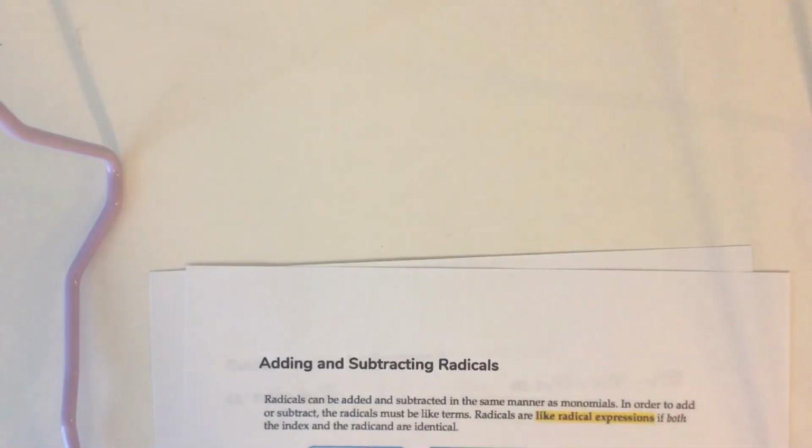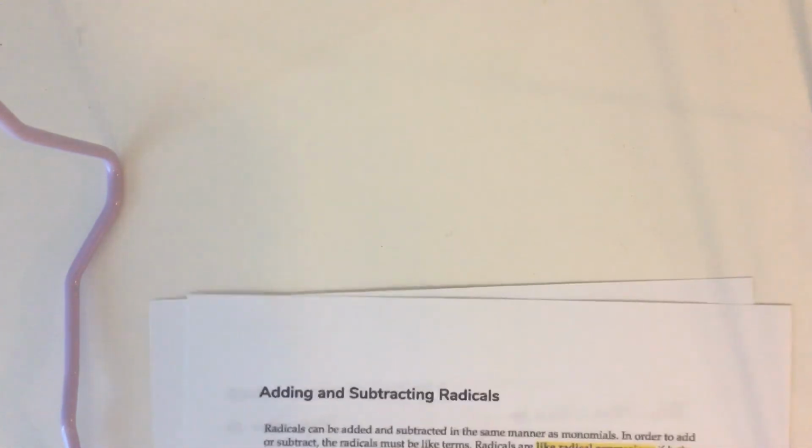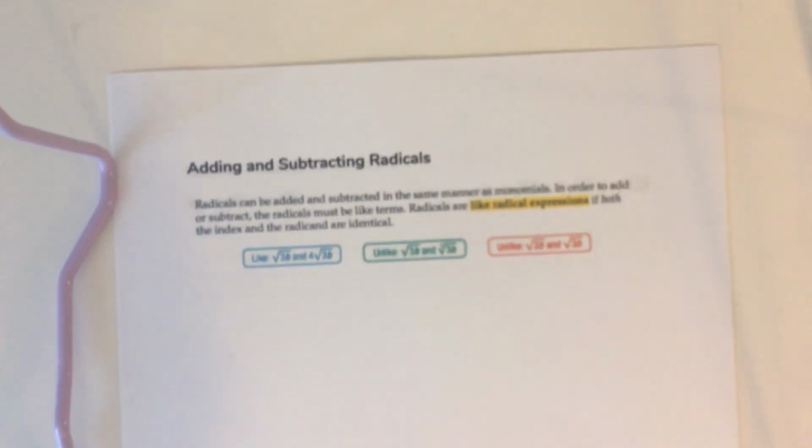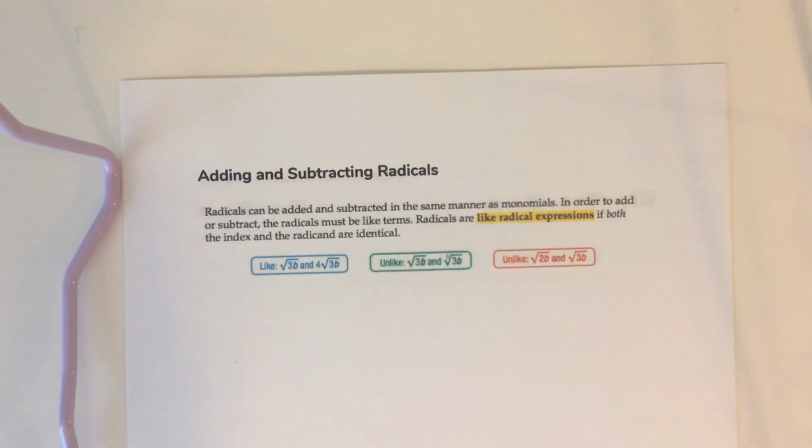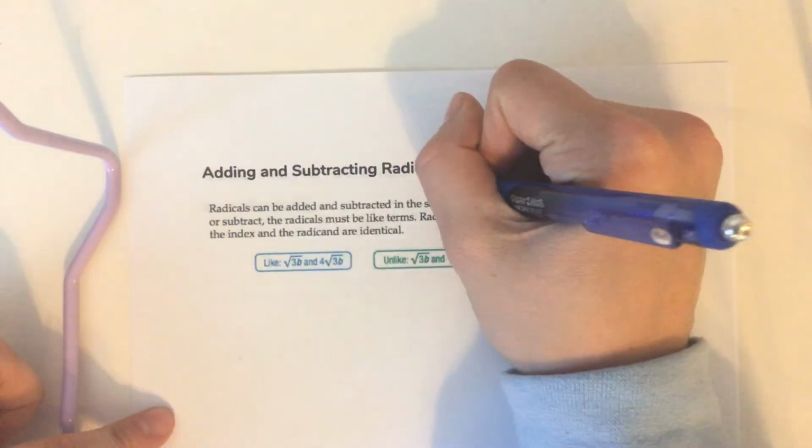So then moving on, we talked a lot about multiplying radicals, so now let's talk about adding and subtracting radicals here. Let me bring it into focus. There we go. Just like when we were adding and subtracting monomials, we thought combine like terms.